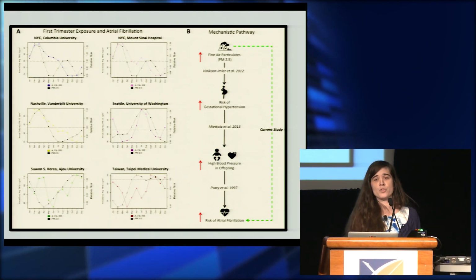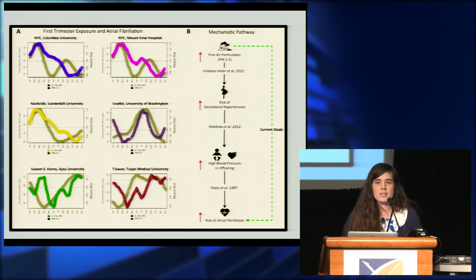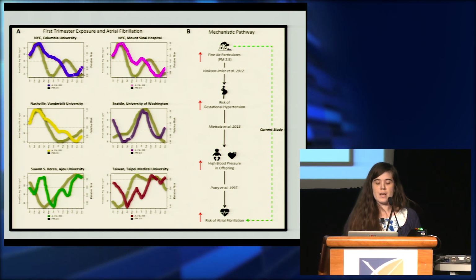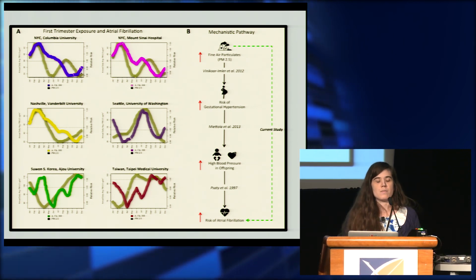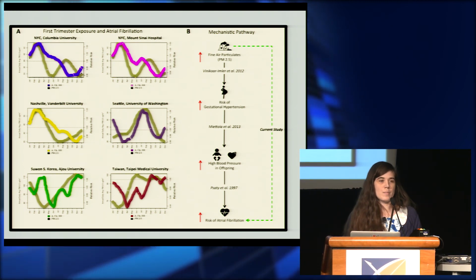We also found some more interesting things. So this is first trimester exposure to fine air particulates and increased risk of atrial fibrillation in the offspring later in life. And again, this is something that fits with the literature on first trimester exposures affecting cardiovascular disease development and so forth.